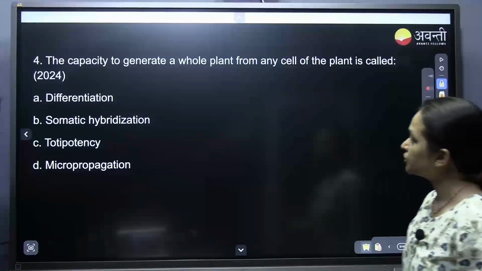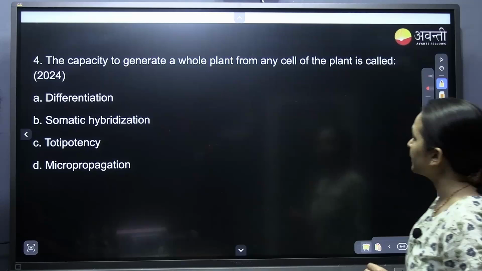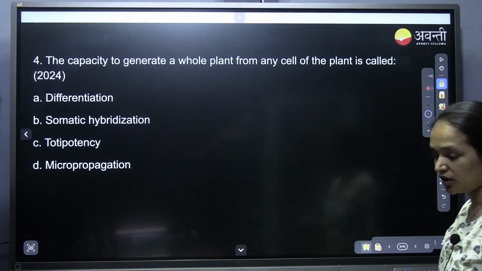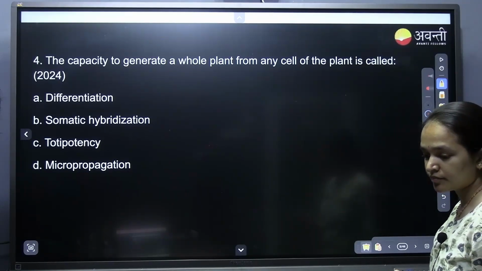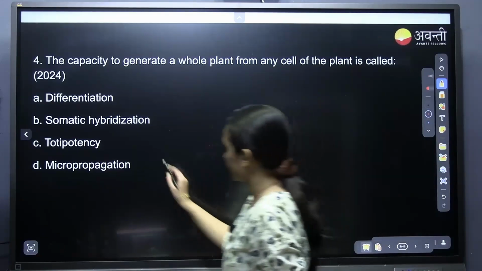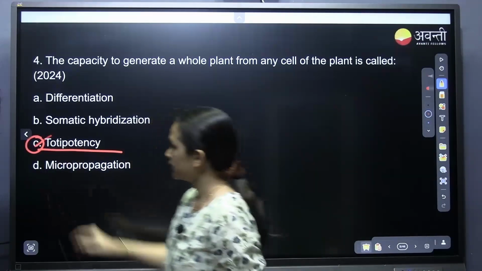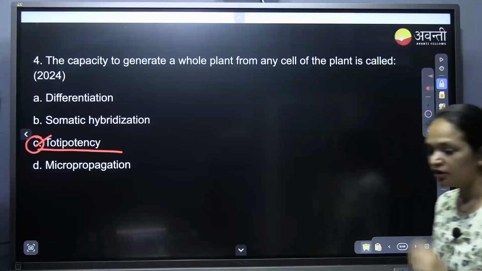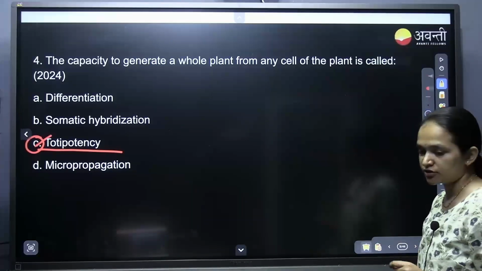The capacity to generate a whole plant from any cell of the plant is called totipotency. With this totipotency nature, we can do tissue culture.